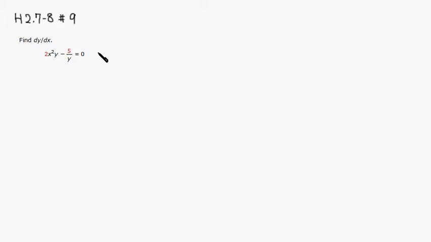rewrite it. So this is going to be 2x squared times y, and then minus 5, that's just a constant. 1 over y is equivalent to y to the -1, equals 0. We just rewrote that. Now we can take the derivative with respect to x. So d over dx.